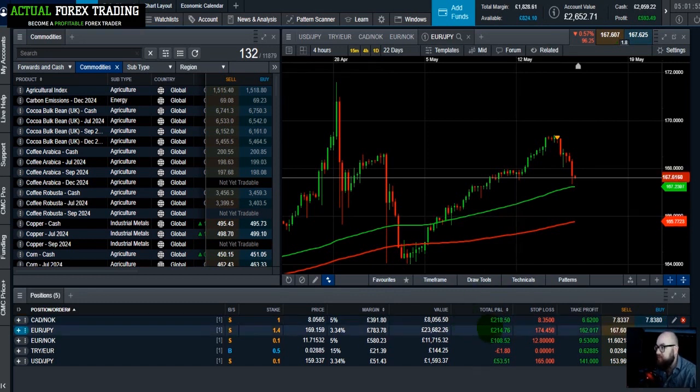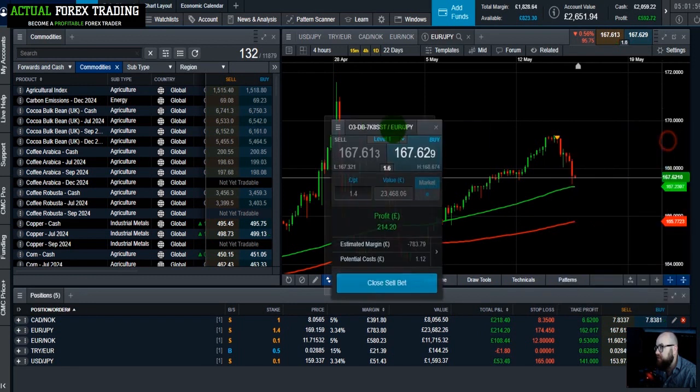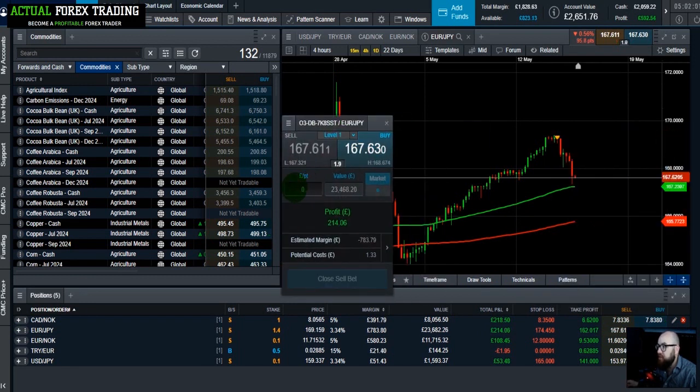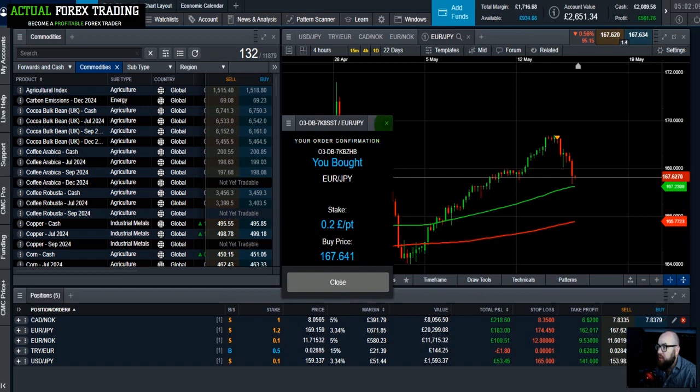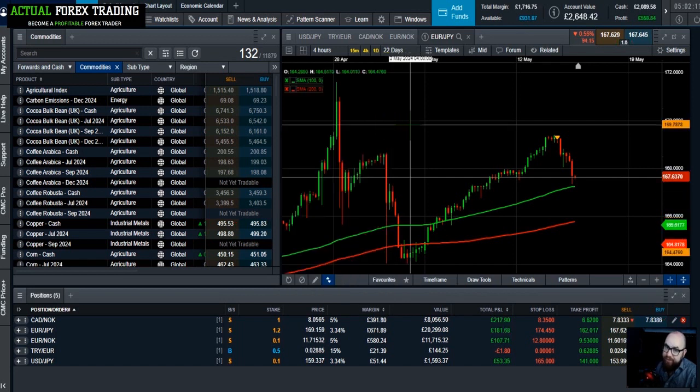So if I close part of this trade down, then I am recovering some of those swap fees, and I'm taking part profit and reducing the position for future swap fees.